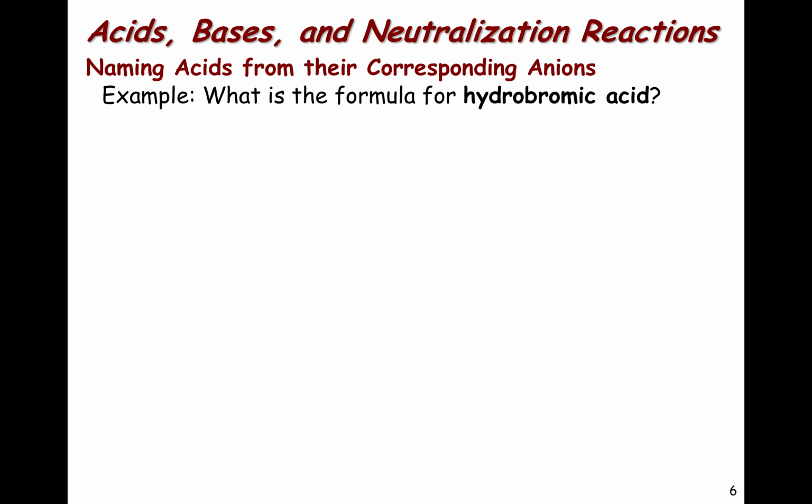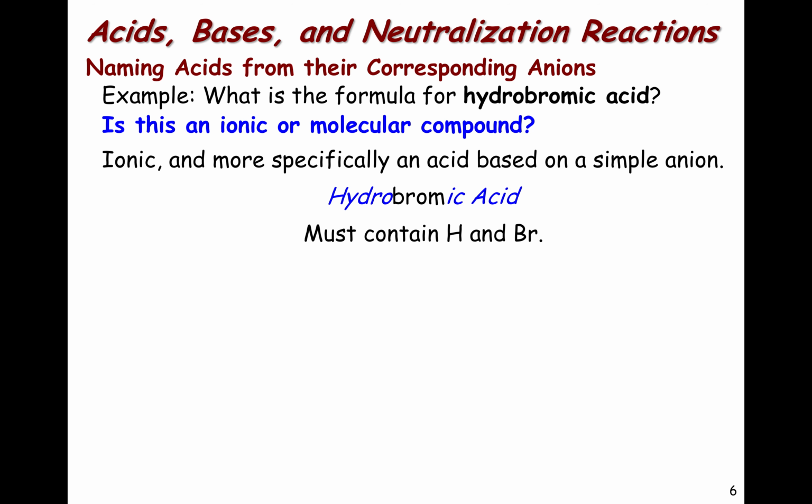As an example of how to take the name and figure out what the formula of the compound is, in this case we have the name hydrobromic acid. In this particular case, it's asking what is the compound. Is it an ionic or a molecular compound? In this case, we're dealing with the prefix hydro and the suffix ic acid. So this is telling us that it's an ionic compound dissolved in water, and it must contain hydrogen and bromine.